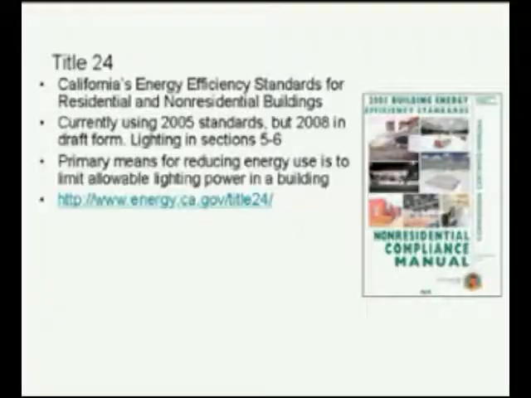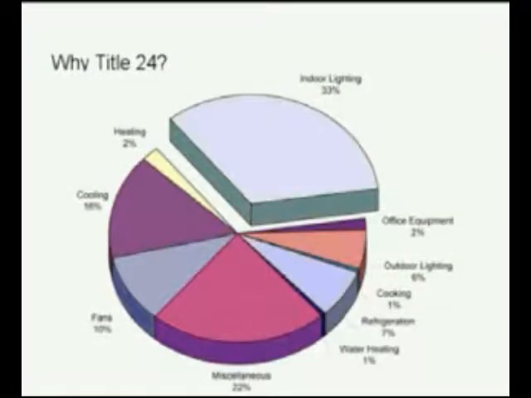Now, there's also quite a bit of activity around regulations and compliance associated with LED systems, and in California specifically, which has been on the forefront of many of these activities related to energy. Title 24 is California's energy efficiency standards for both residential and non-residential buildings. Today, as of this date, it currently uses the 2005 standards, but in 2008, we'll see a new version of this as well. The primary means for reducing energy use is to limit lighting power in a building, and that's what Title 24 does.